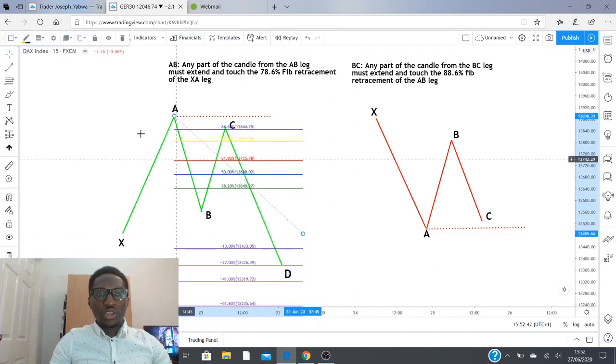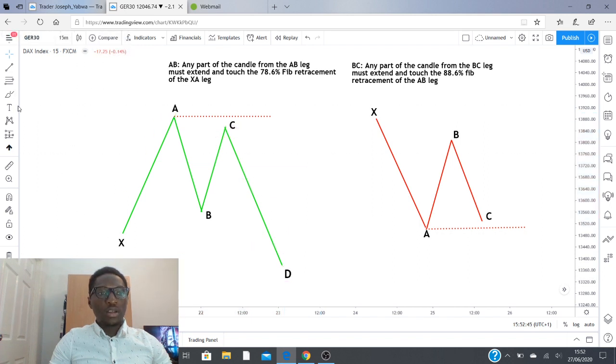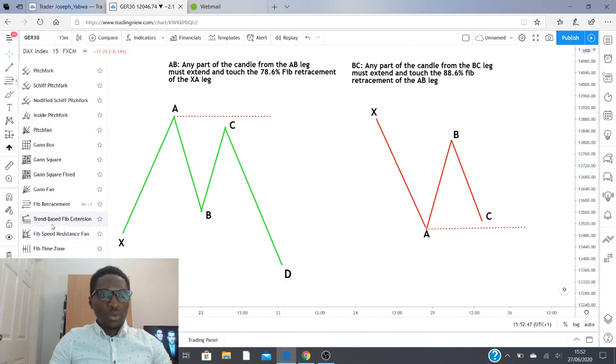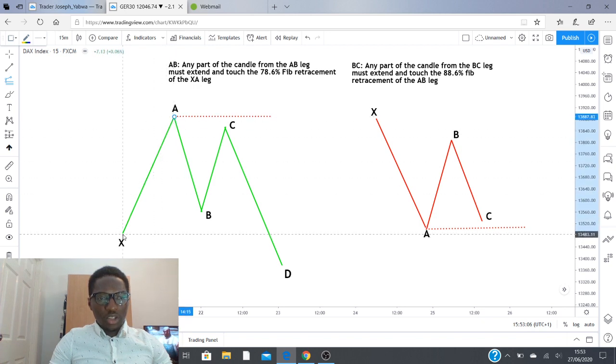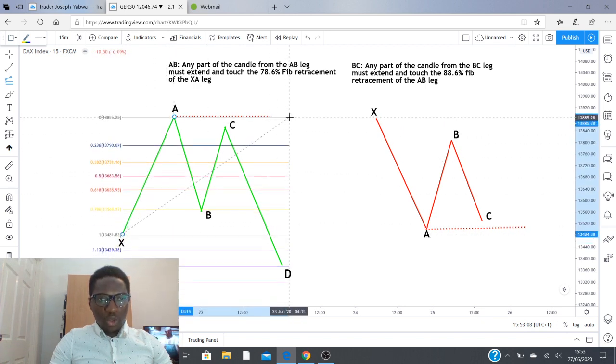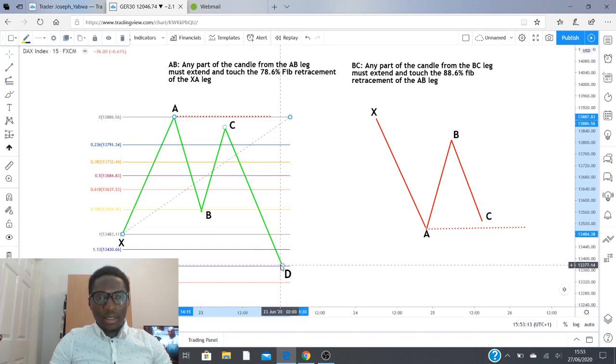Or if you choose to use the extension tool, it's a little bit different. So you go to the extension, and it's got the trend-based Fibonacci extension. That's the one. This one is a little bit tricky to use. In order to use it, you have to go from the swing high to the swing low, and then back onto the swing high again. And then you've got the 127 extension. As you can see, they're both at the same point. It's just that in terms of using this one, it's a little bit trickier.